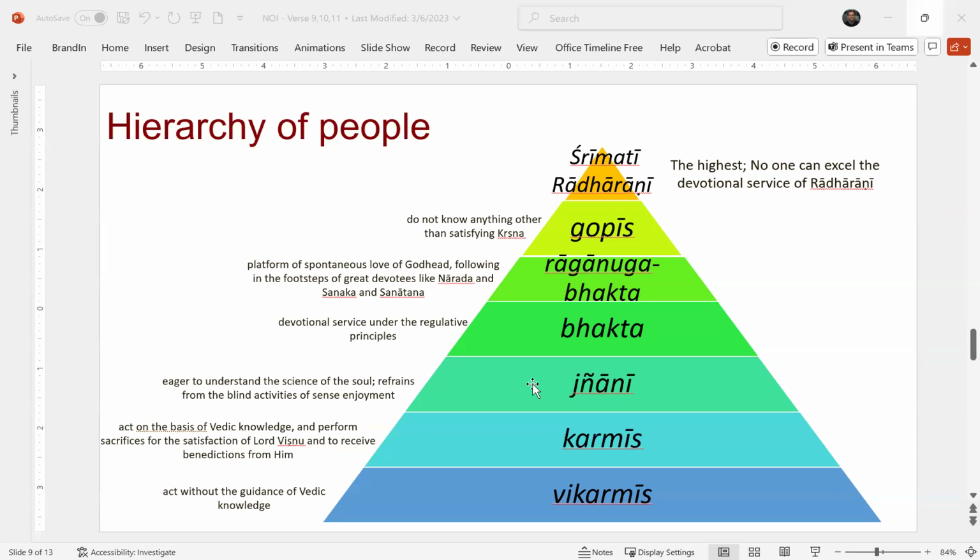Then the topmost level are the gopis. They don't expect anything from Krishna. Once Narada Muni was asking Bhagavan Krishna, "Krishna, who's your topmost devotee?" And Narada Muni thought, oh, there are so many sages meditating for thousands of years with austerity, they might be the best.